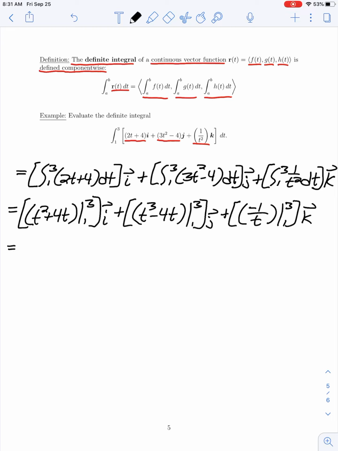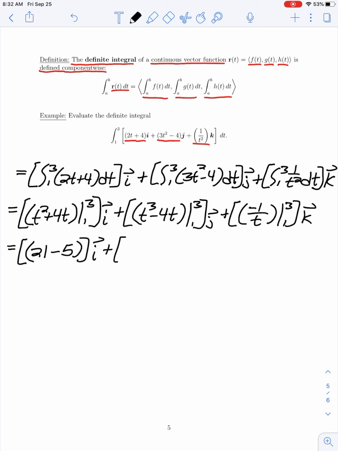So let's see what we have here. For our i component, evaluating at 3, we would have 3 squared, or 9, plus 4 times 3, which is 12, leaving us 21. Minus, when we evaluate at 1, we would have 1 plus 4, or 5.